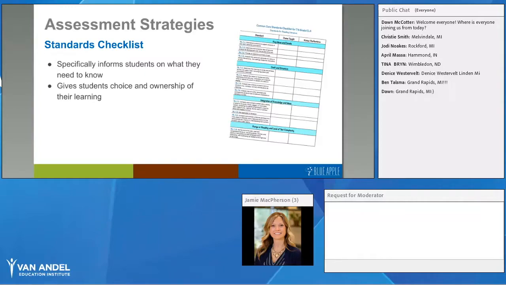And as students meet those standards, they can check them off. They can put when they've learned that standard, and maybe some thoughts or reflections around what it is that they're doing that shows evidence of that learning. It's very specific, so it tells students and shows students exactly what they need to be learning, and it gives them some choice and ownership over what they can actually do to make that learning evident in the projects that they're participating in.